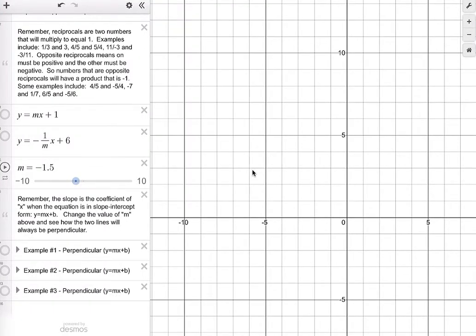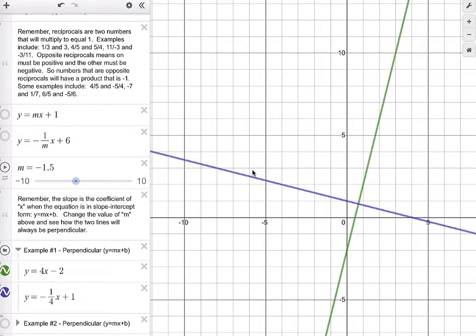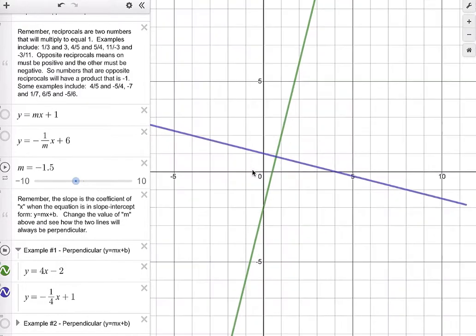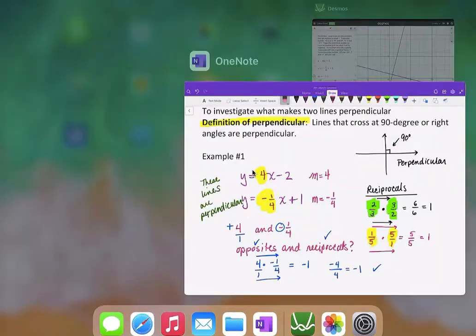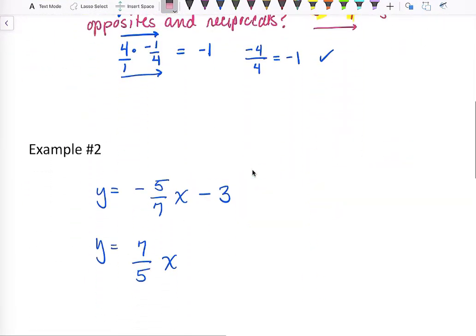If we look at example 1, we've got our two lines. We're going to turn them on, and we can see that they do indeed form right angles. You can also count the rise over run to find the slopes as well. So if you're given a graph, you can always count the rise over the run. Let's look at example 2.